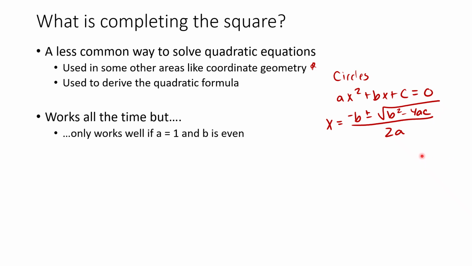it only works well if the a value is equal to 1 and your b value is even. So if you've got something like x squared plus 10x minus 3 equals 0, and that a value is equal to 1 and your b value is even. Now, does it work when you have an odd number for b? Yes, it will, but your numbers get really awful. Does it work or is there a way to make it work when you have a number other than 1 for your a value? Yes, but nobody wants to do that. Okay, so it does have some limitations to when this is actually a good method to choose.